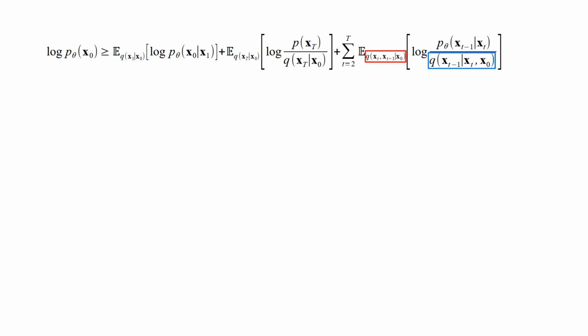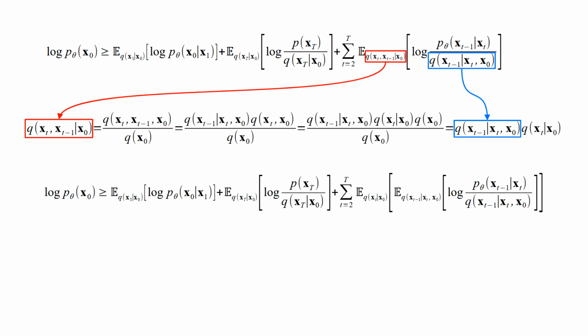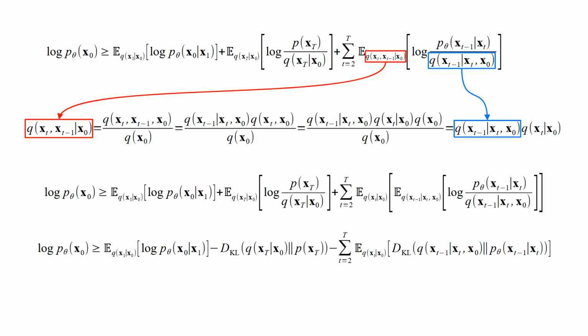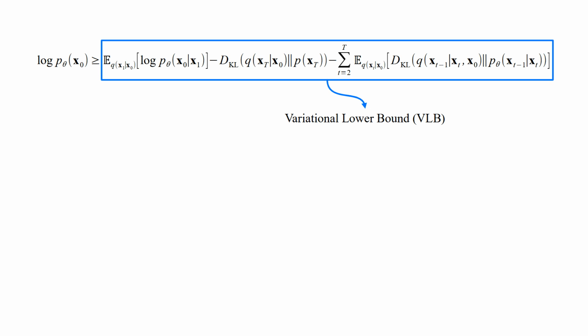Distributions inside colored rectangles are different. We can find a relation between those two using Bayes rule. Now there is one more expectation for the rightmost term. Two of the expectations can be written as KL divergences. Now we have VLB expression.